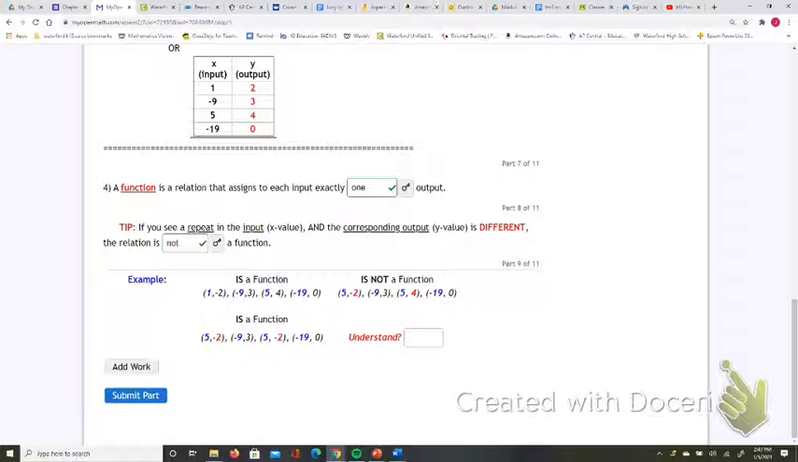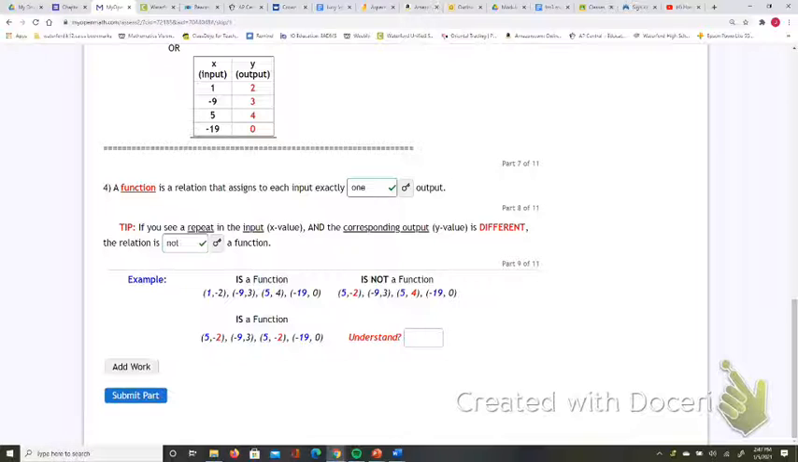5 goes to negative 2. And then look over here, 5 goes to 4. That's the problem. That's when they're saying there's 2 possible candy bars. I don't know which one's going to come out. Not functioning properly.